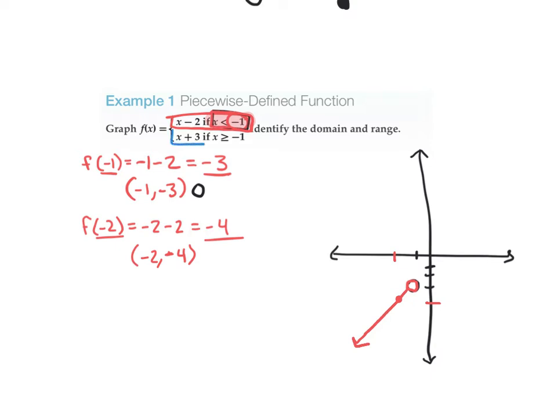Now we're going to look at the second one. So first thing we do is plug in the number that's given to us. So we're going to plug in negative 1. So we have f of negative 1 is equal to negative 1 plus 3. Negative 1 plus 3 is 2. So what's our point here?